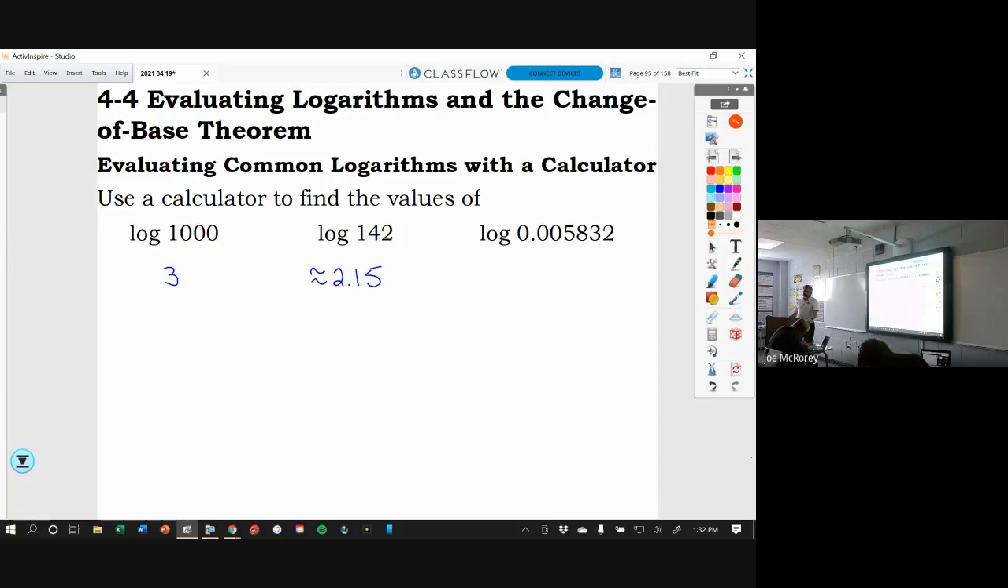It's not exact. Okay? I'll look at the next one, and that number is less than 10. Well, because that number is less than 10, I've got to put the 10 in the denominator somehow. So by looking at the last one, I know the answer to that one's probably negative, because I'm taking the log of a number that's less than 10. Okay? And when you type it in, you get negative 2.23. So approximately negative 2.23.